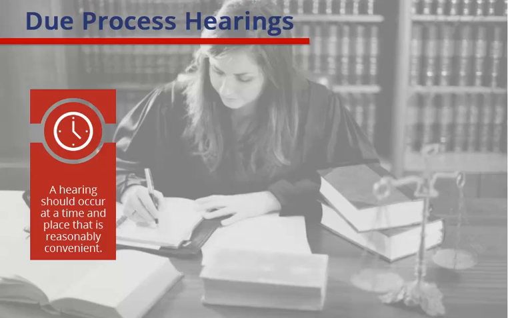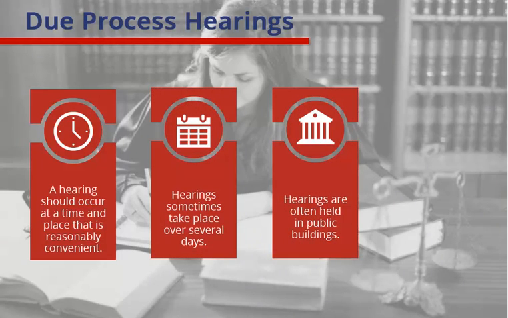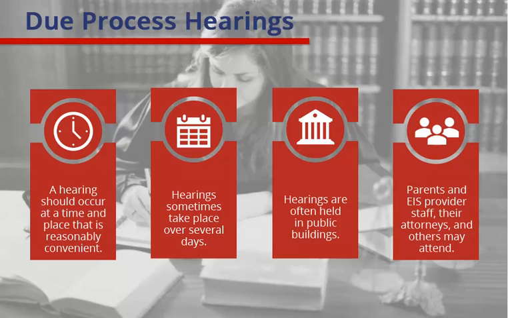The due process hearing should occur at a time and place that is reasonably convenient to the parent of the child involved. Hearings sometimes take place over several days. They are often held in public buildings with conference rooms with enough space, such as courthouses, town halls, and libraries. Generally, parents, the EIS provider staff, their attorneys, witnesses, and others whom they invite may attend the due process hearing. In addition, a parent may choose to allow members of the public to observe the hearing.